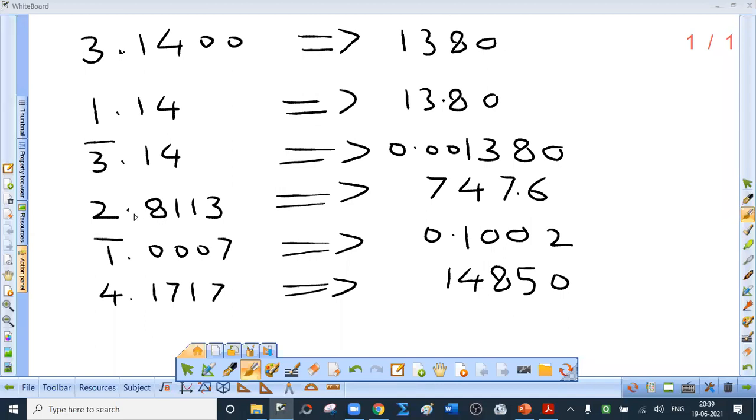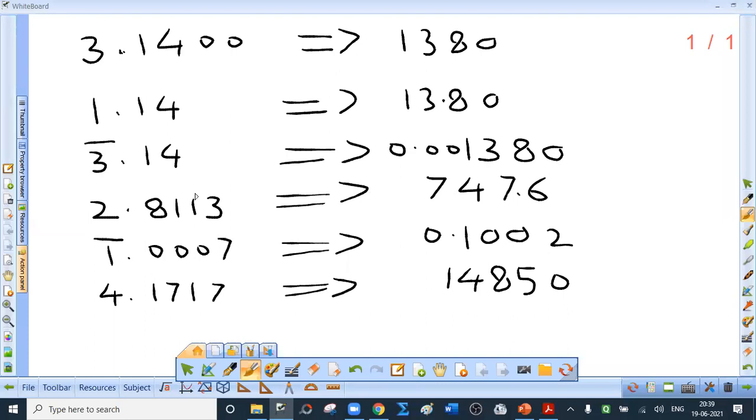2.8113. Find the number which is in row 0.81 and column 1. To it add the number which is in the same row, that is 0.81, and column 3 in the mean difference section. You always get a 4-digit number, 7476. Now characteristic is 2, so there must be 3 digits in the integral part. So the answer is 747.6.